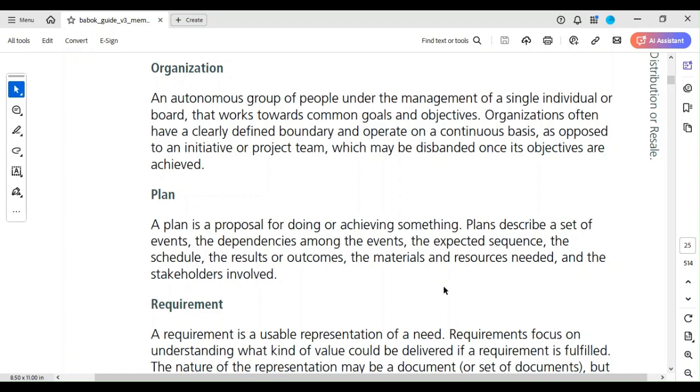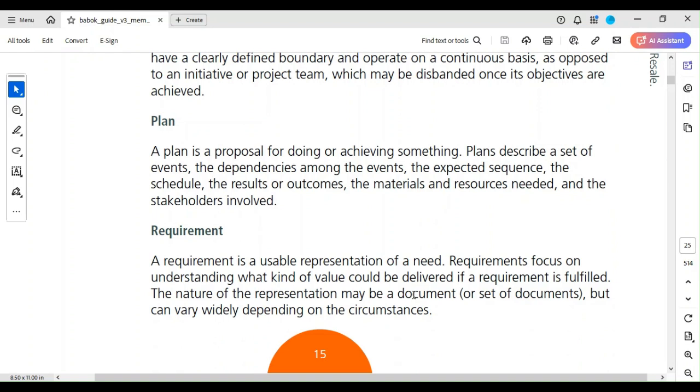Okay? Plan. A plan is a proposal for doing or achieving something. Plans describe a set of events, the dependency among the events, the expected sequence, the schedule, the result of outcomes, the materials and resources needed, and the stakeholders involved. So you notice at the initial beginning, I slow down a bit, and when we go into it, I pick up pace so that we don't dwell on one thing.